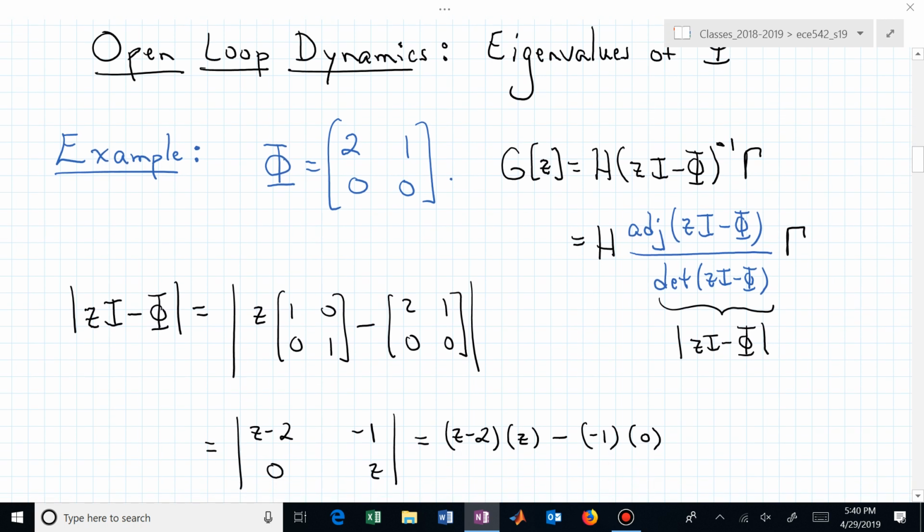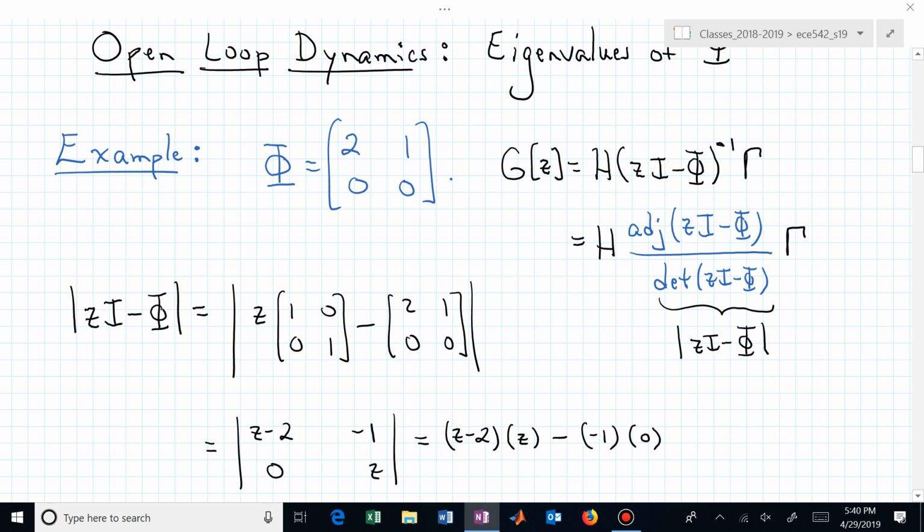Our eigenvalues here are what? This is an upper triangular matrix, which means that the eigenvalues are on the diagonal. In this case, we don't have to go through what I show on the screen, which is the determinant of zI minus phi. By inspection, if you understand this process, you can tell that the eigenvalues are at 2 and 0. Our open loop poles, or the dynamic behavior of this system, are influenced by modes at 0 and 2. The 0 one is quick, but the one at 2 is problematic.